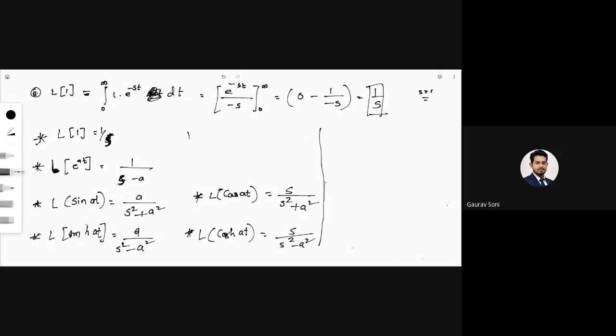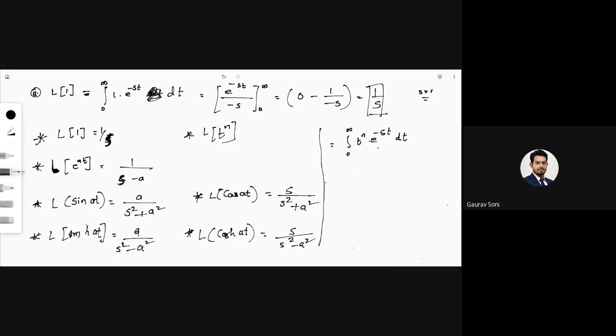Next property is Laplace of t raised to n. As diploma students, you may not know this, but I have given you a rough idea about the gamma function when I talked about the Fourier transform. So the Laplace transform of t raised to n will be the integral from 0 to infinity of t raised to n e to the power minus st dt.